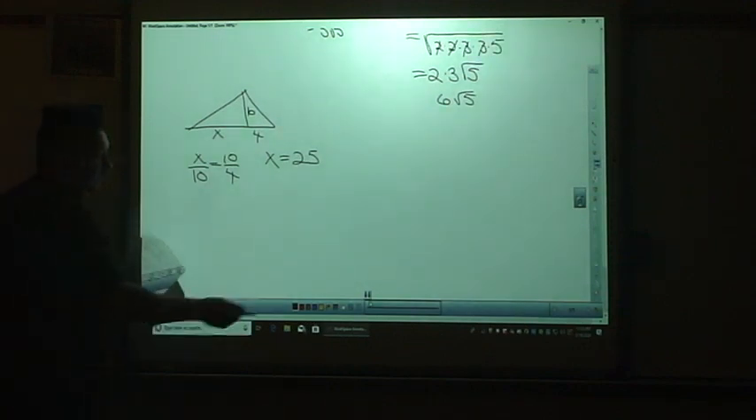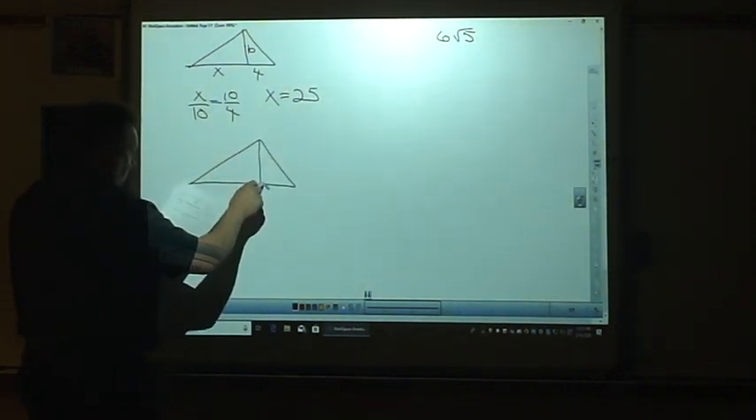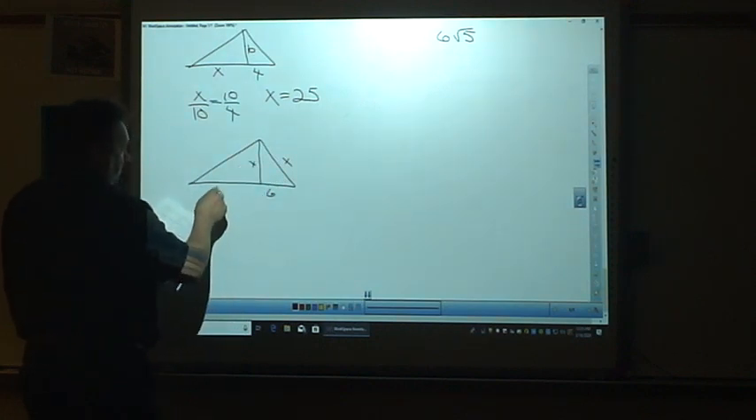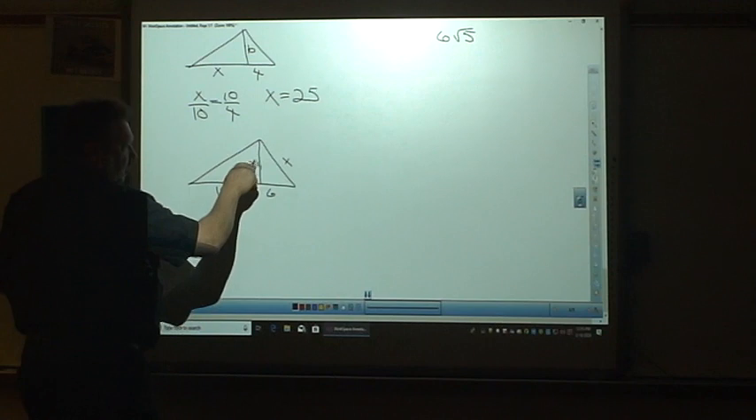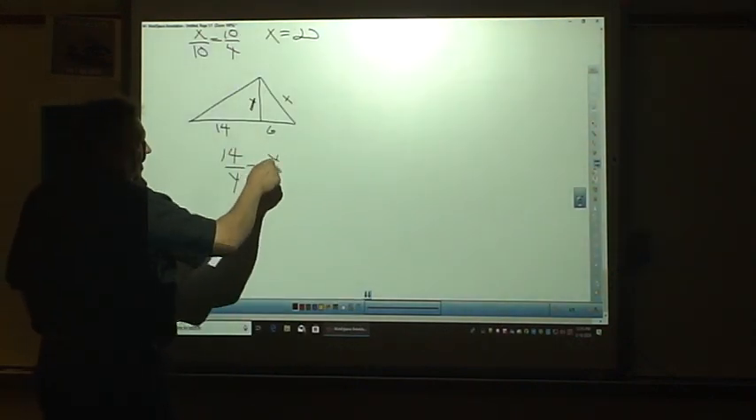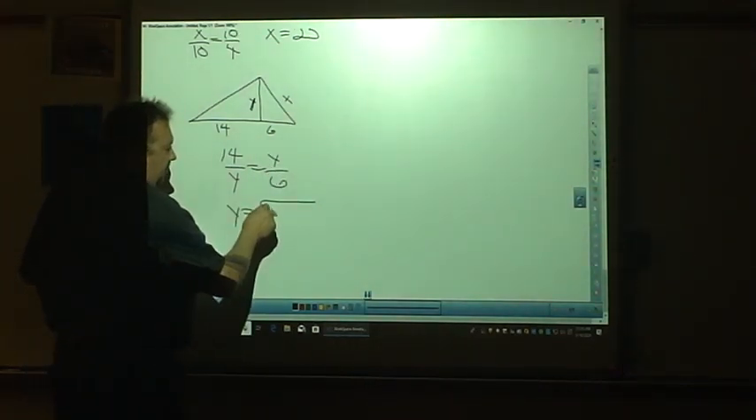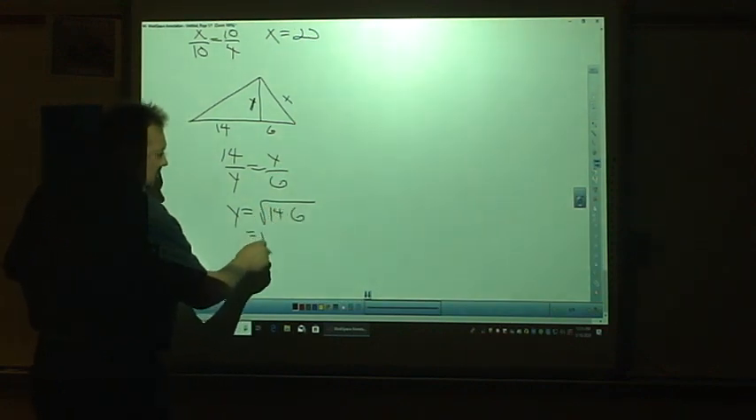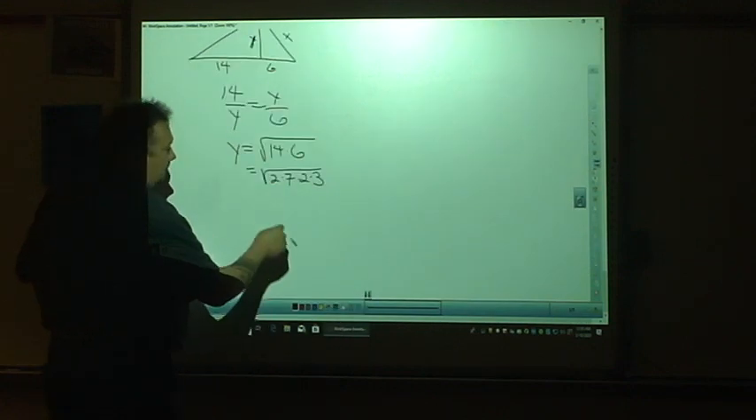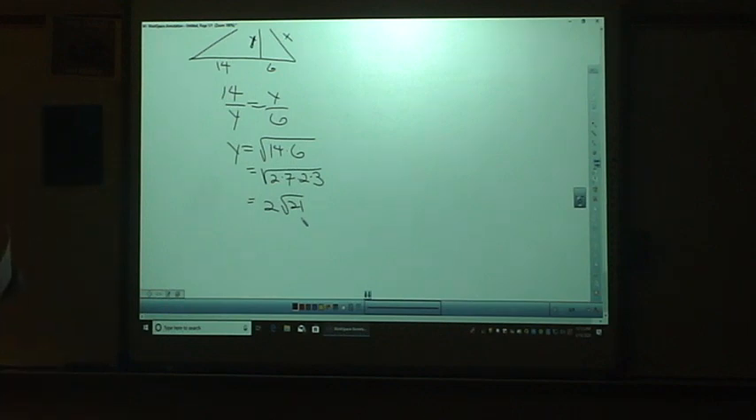And finally, 44. Sometimes it helps just to turn the paper. I will redraw it. 6, x, y, 14. Let's start with the y. 14 over y equals y over 6. Y equals the square root of 14 times 6. That's the square root of 2 times 7 times 2 times 3, which will be 2 square root 21. Pair of 2's, leave the rest.